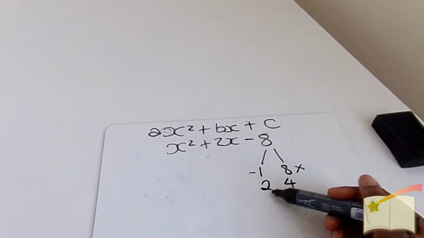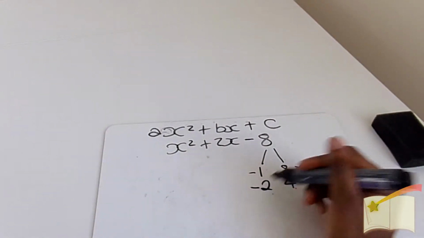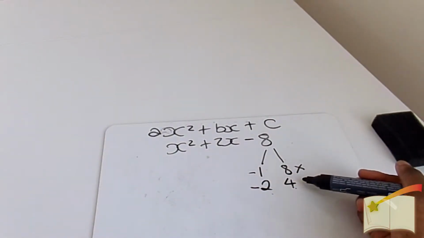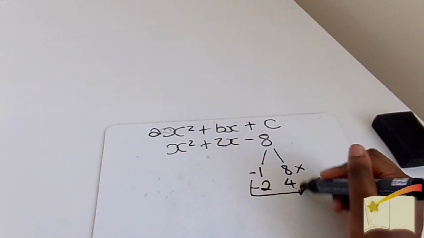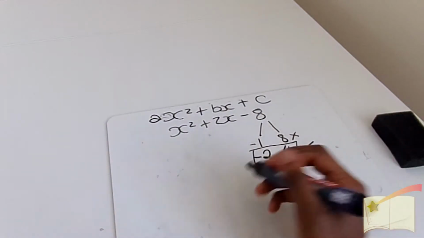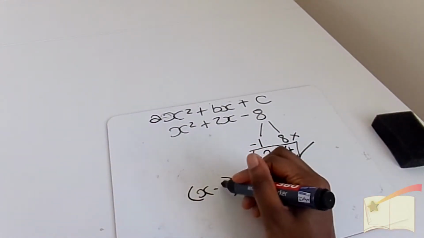Let's try 2 and 4. 2 and 4 give you 8. However, same thing again, we're looking for minus 8. So we'll try minus 2 multiplied by 4 gives you minus 8. And minus 2 plus 4 gives you 2. Therefore, we found our two numbers.